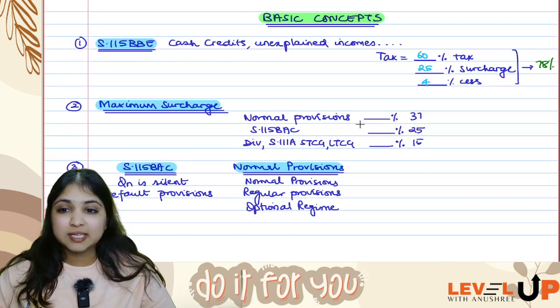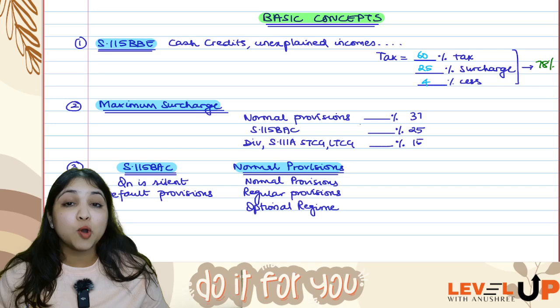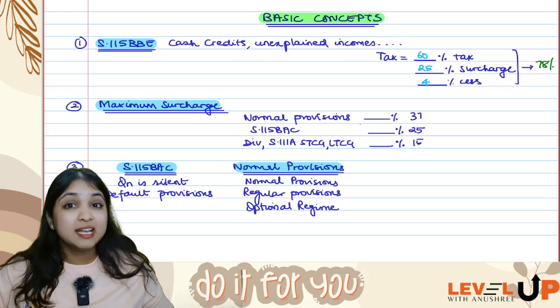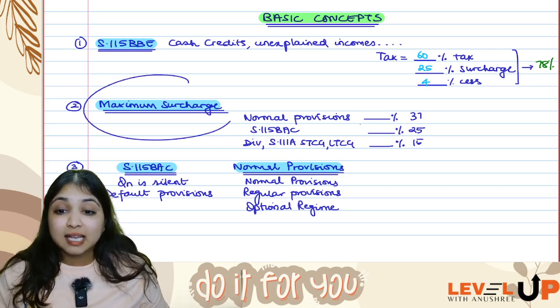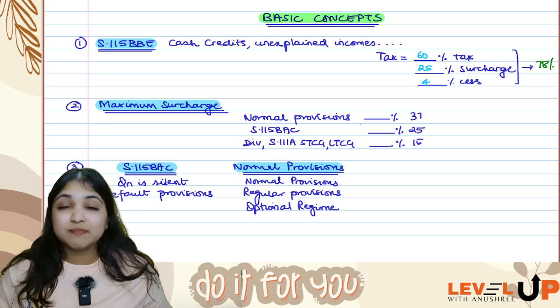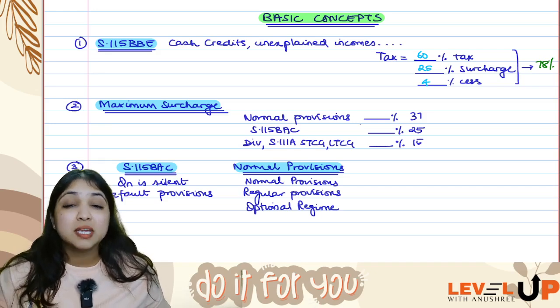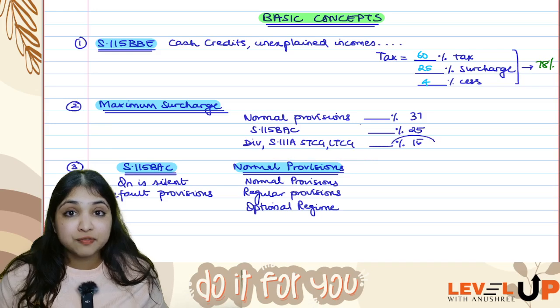Alright, so 3 points we're done with. Section 115BBE, cash credits, unexplained incomes for which I'm not able to give any satisfactory explanation, 78% effective tax rate. Then we saw maximum surcharge rate under the normal regime, 37%, under 115BAC, 25%, and for those three special incomes, which three incomes? Dividend, 111A STCG and all LTCG, for these three incomes, 15%.